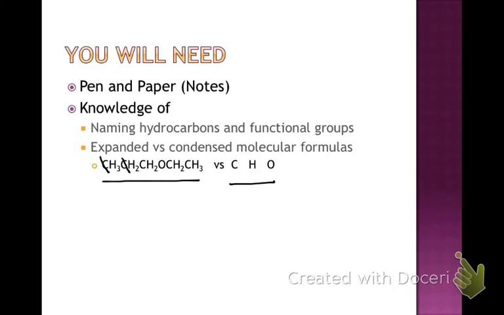We have 1, 2, 3, 4, 5 carbons, 3 hydrogens plus 2 more, 2, and 3. So when you count that up, that should give you 12. And then we have 1 oxygen. So the condensed molecular formula would be C5H12O.